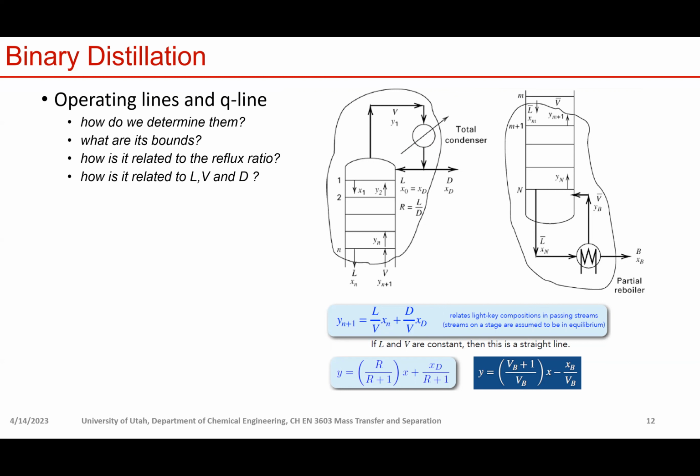What are the bounds of the slope? And how is it related to the L, V, and D, right? Liquid flow rate, vapor flow rate, and distillate flow rate.